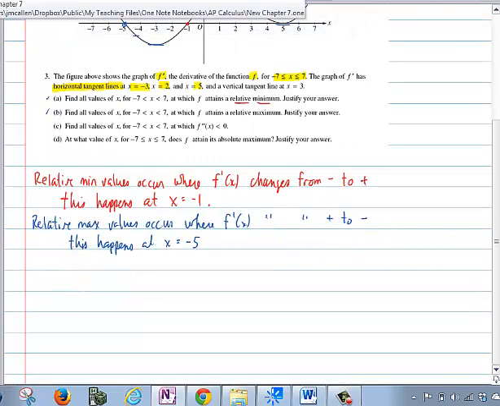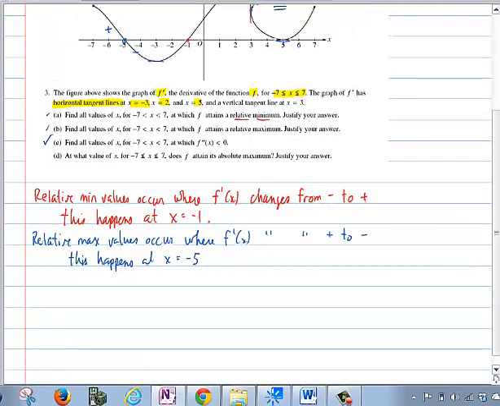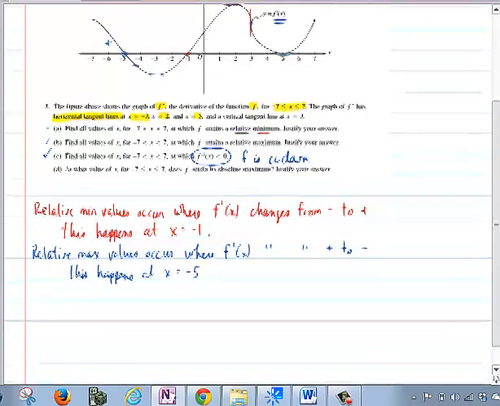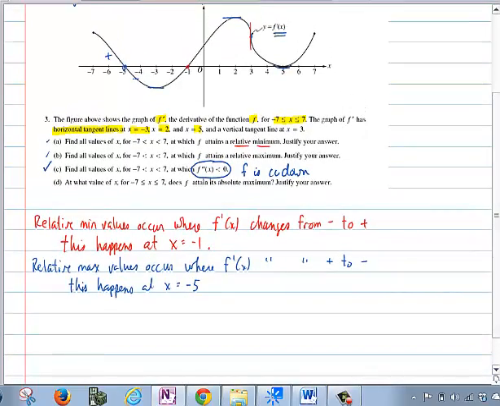The next part of the problem says find all the values of x for which the second derivative is negative. This question could also be phrased, find all the values of x for which f is concave down. These are the same types of questions. And how do we use our first derivative to show us when the second derivative is negative?